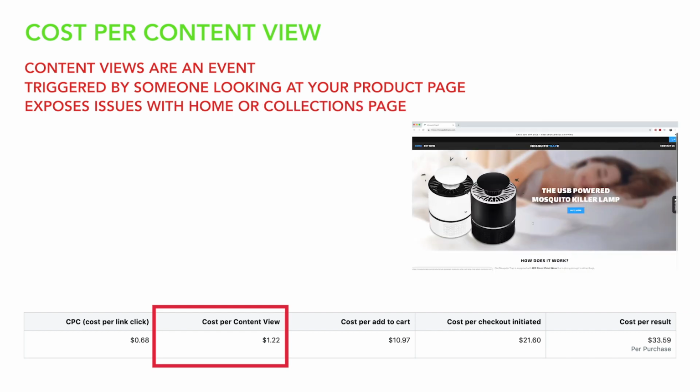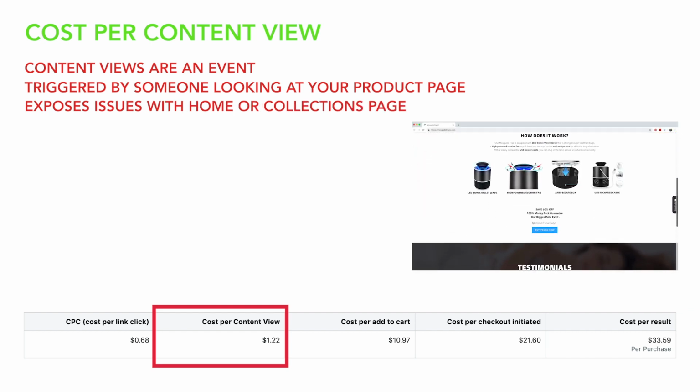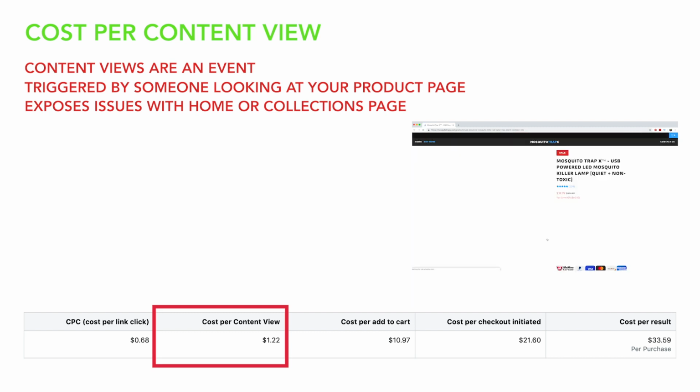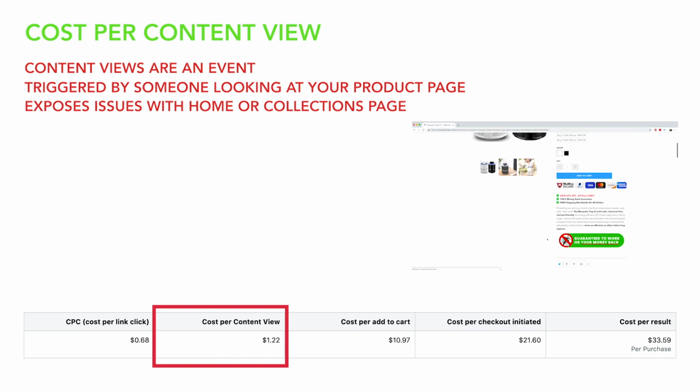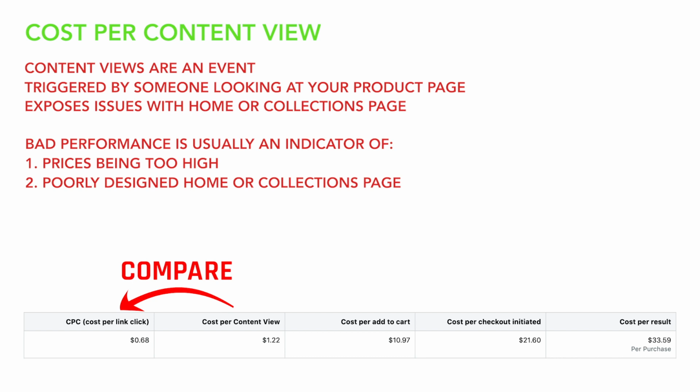Since this data is being collected before people can take a look at the product page part of the funnel, you know that if this metric is underperforming, then the issue is with your homepage or collection page, depending on where you're linking to. This means that if cost per content view is a lot higher than your cost per click, a lot of people who click on your advertisement link aren't actually ending up on the product page. The possible reasons are because the price is too high for them to be interested enough to click through, or because your homepage or collection pages aren't that great. Most times though, it's because of the price displayed on your homepage or collections page.